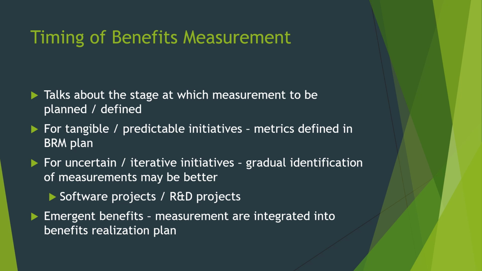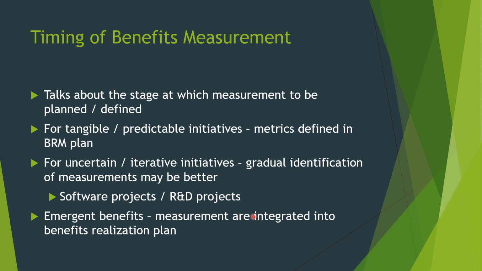For example, if it's a tangible and predictive initiative, metrics can be defined in the BRM plan itself. During the initiation and conceptual stage itself, we can have the metrics. For some uncertain and iterative initiatives, like software projects or R&D projects, you better go with gradual identification of measurements. It's a better option for you, right? So you may have qualitative information at the conceptual stage. When you execute it, you gradually identify the metrics, and then you can have a clear understanding when you start sustaining and realizing it.